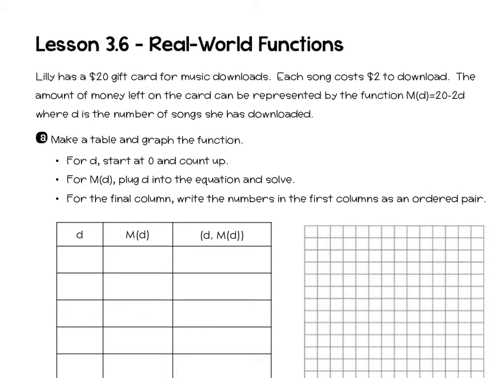Our first question here says, Lily has a $20 gift card for music downloads. Each song costs $2 to download. The amount of money left on the card can be represented by the function. So this is our equation that we use, where D is the number of songs she has downloaded. So that will be important. Her $2 download and her 20 total.